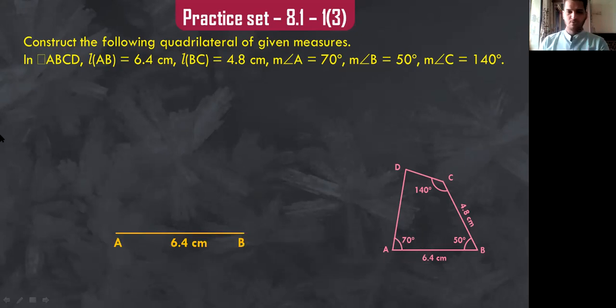So first of all, we will draw a segment of 6.4 centimeters and name it as AB. So out of 4, 2 points are already constructed, A and B. 2 points are remaining. Which are they? A, B, C, D में से A, B हमने ड्रॉ कर दिया. कौन सा पॉइंट बच गया? C and D. Okay, so let us construct those 2 points C and D.